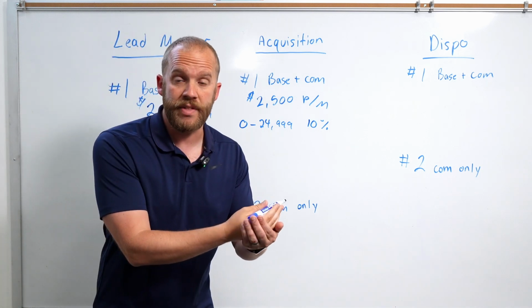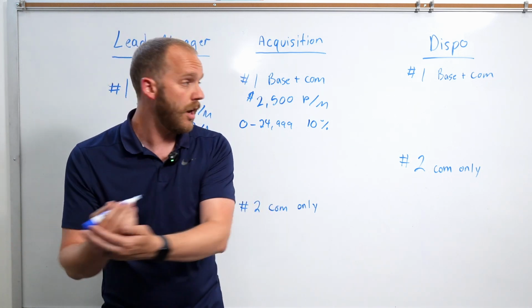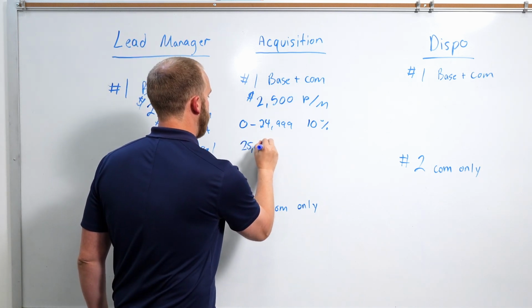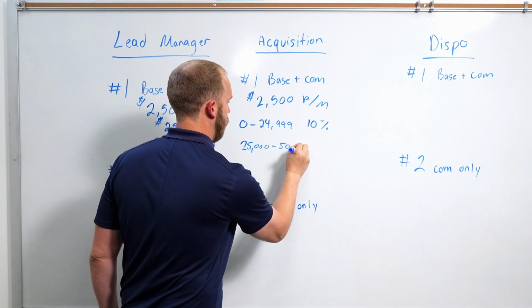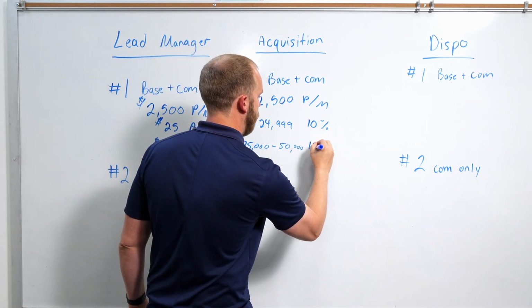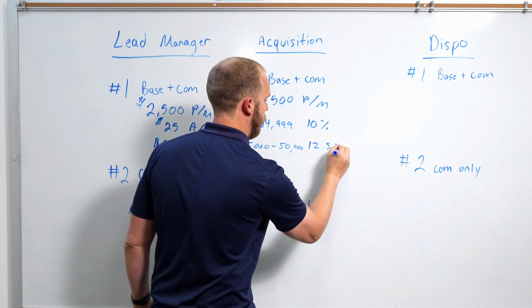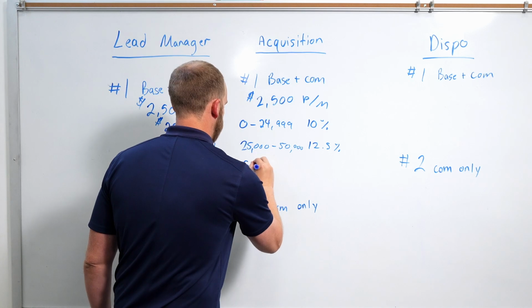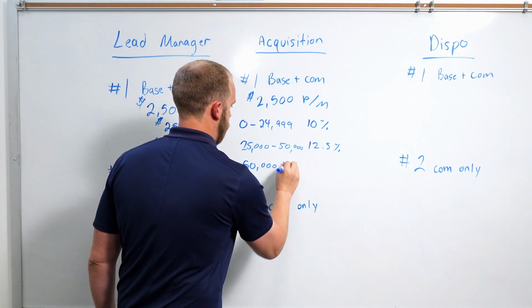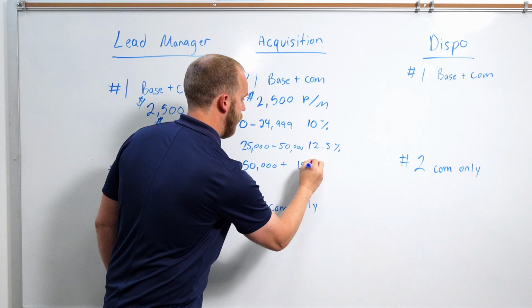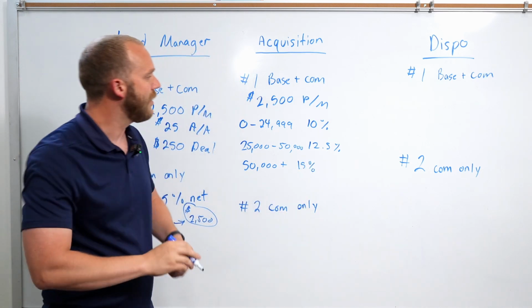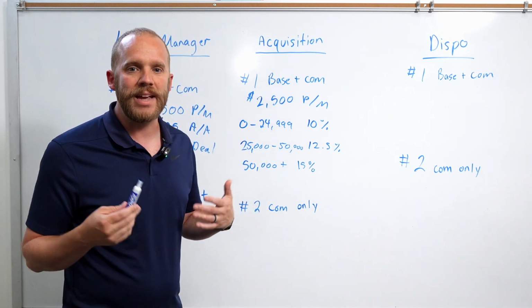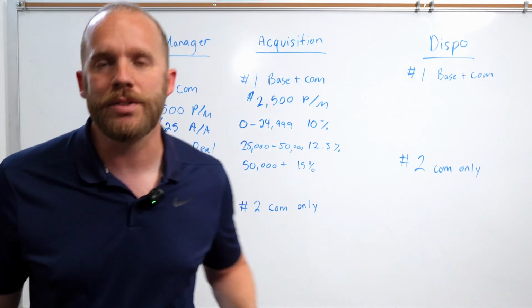Anything from $25,000 to $50,000, they're going to get a little bit more of that profit. So from $25,000 to $50,000, they'll get 12.5%. And anything north of $50,000, they will get 15%. Okay? I'm a math teacher, so this math isn't hard for me. But let's go ahead and do a basic example. Let me grab my eraser real quick.